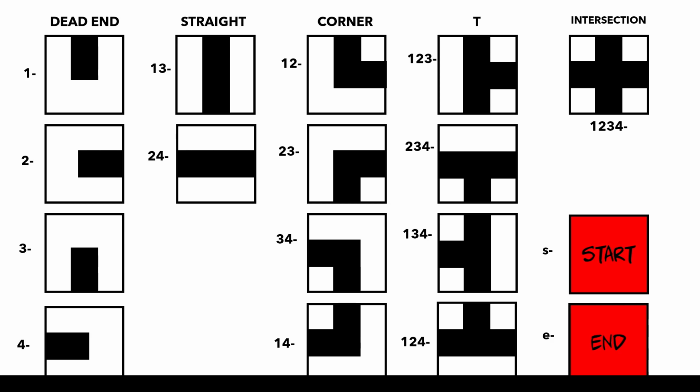So the dead end, you have 4 dead ends, 1, 2, 3, 4. So 1 dash, 2 dash, 3 dash, 4 dash. Straight is connecting 1 and 3 and 2 and 4.